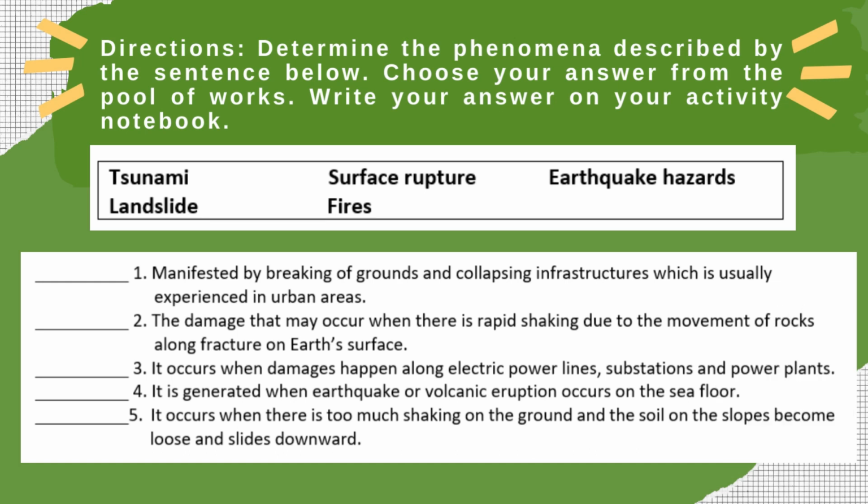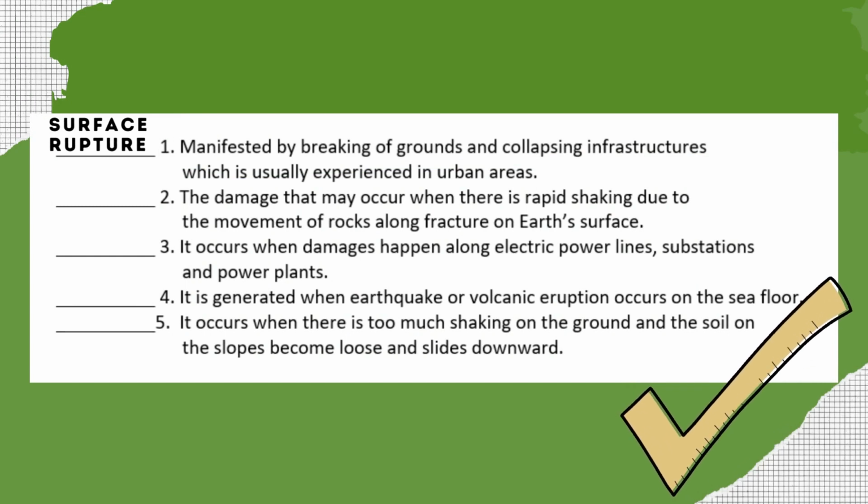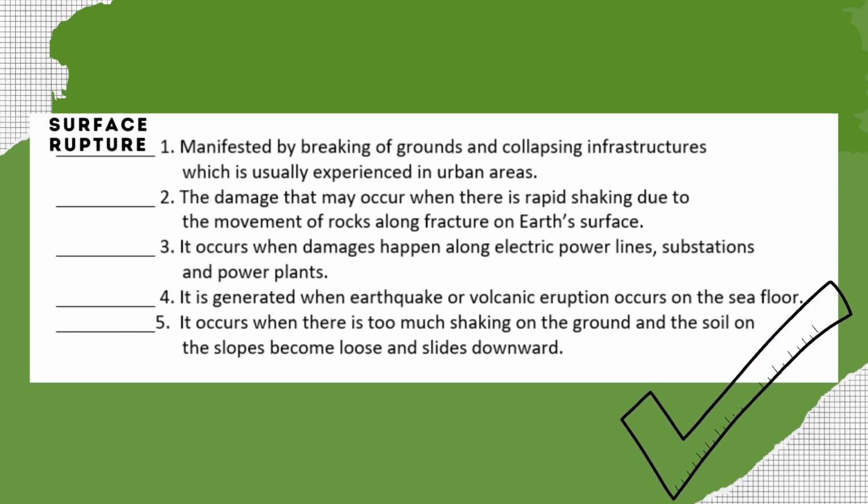So number 1, manifested by breaking of grounds and collapsing its infrastructure, which is usually experienced in urban areas. The answer is surface rupture. Number 2, the damage that occurs when there is rapid shaking due to the movement of rocks along fractures on Earth's surface. What is your answer?